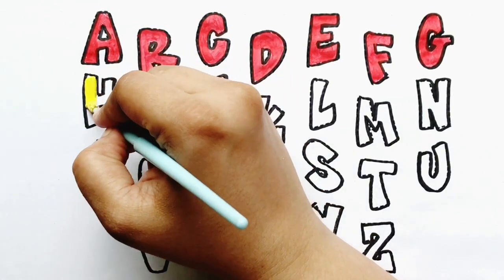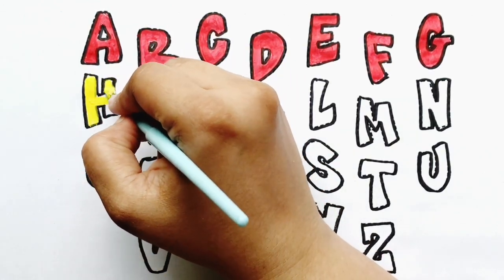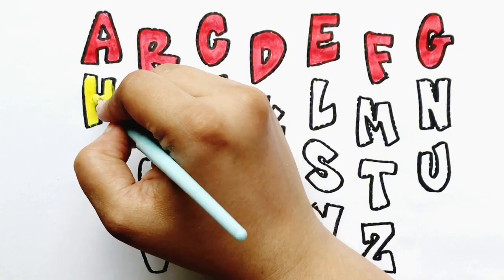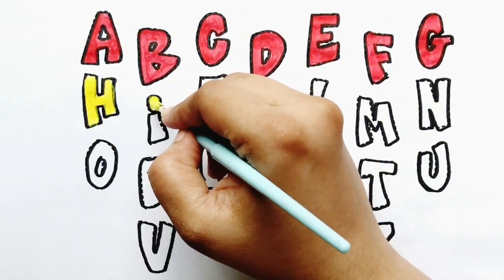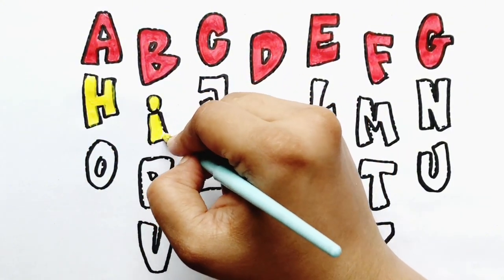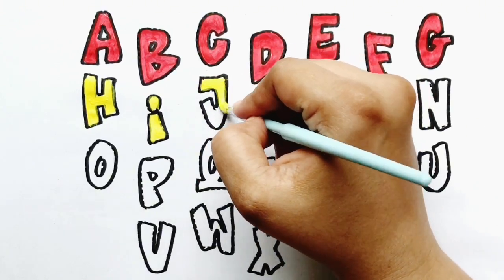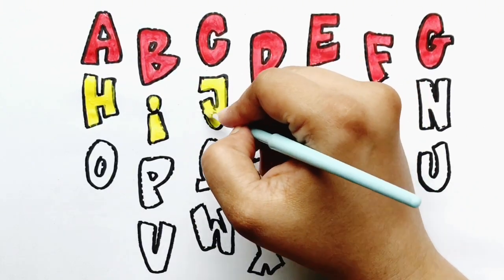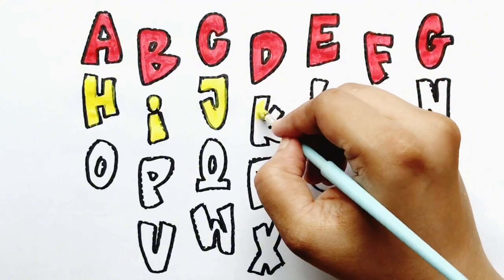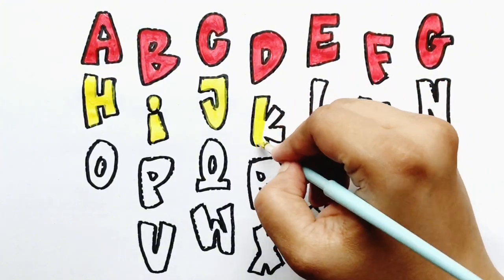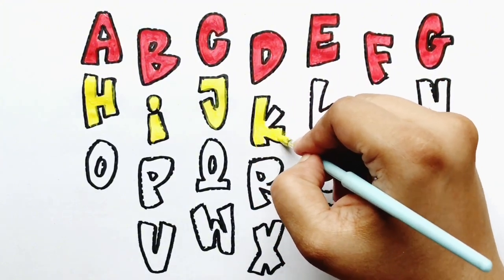Yellow color. H for hammer. I for ice cream. J for jelly. K for kangaroo. Now I know my ABCs.